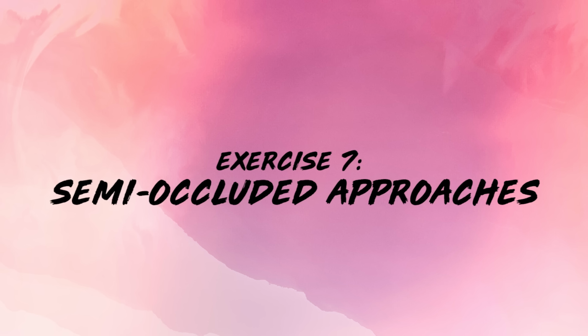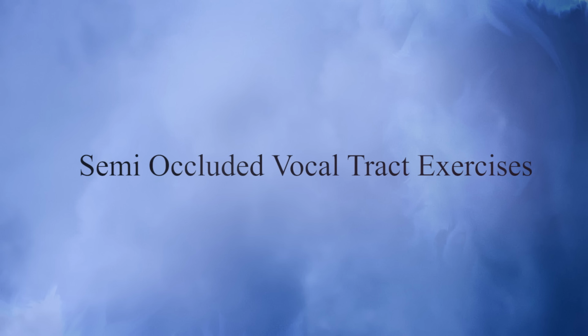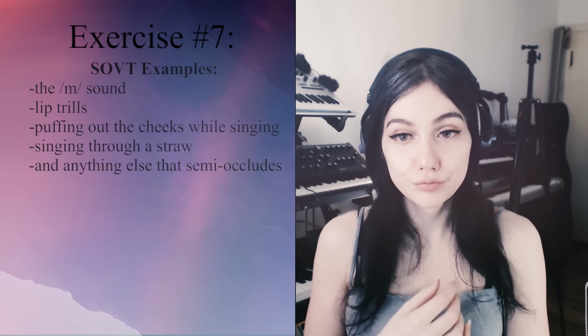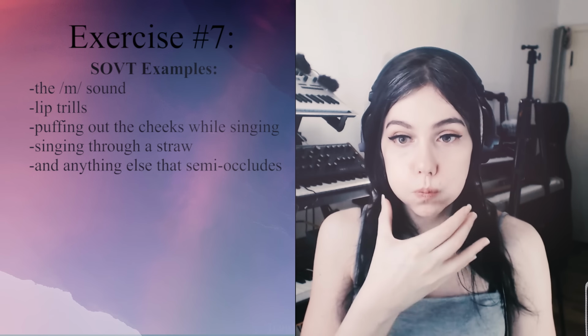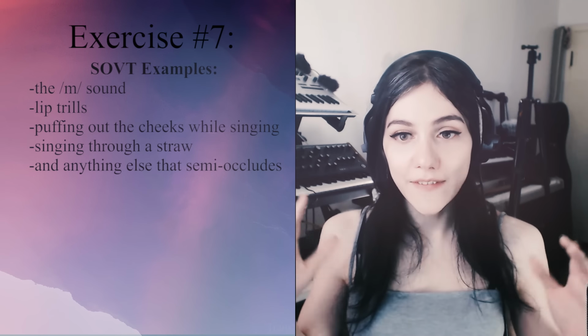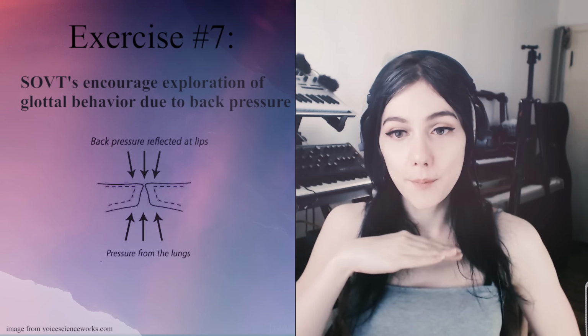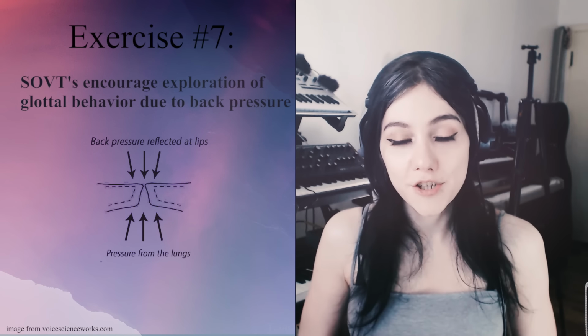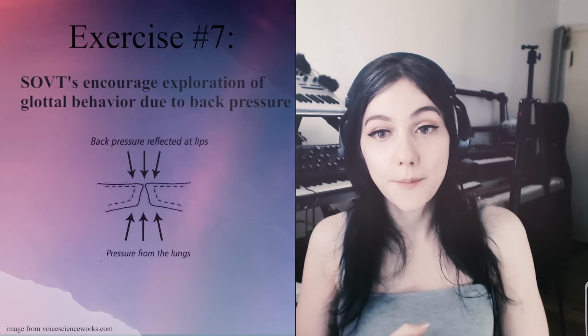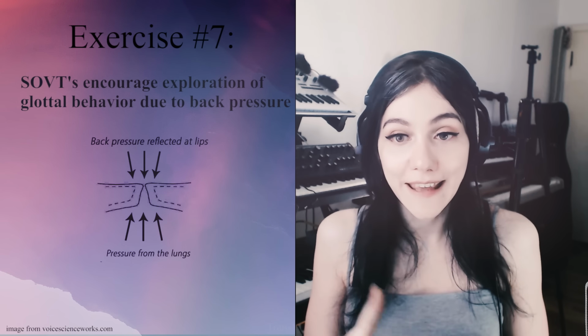Exercise number 7, semi-occluded vocal tract exercises to find thinness. If we block part of our vocal tract, it creates semi-occlusion, and that causes backed up air pressure to go back to the vocal folds. We can do this tons of different ways, like this, semi-occlusion, zzz, semi-occlusion, semi-occlusion. All of these create this sort of padding effect for the vocal folds because you have air pressure down here and then you have air pressure here that's backed up. It sort of sandwiches your vocal folds with air pressure, and it does a lot of really awesome therapeutic and beneficial things to help you find better onsets and find better thinness.